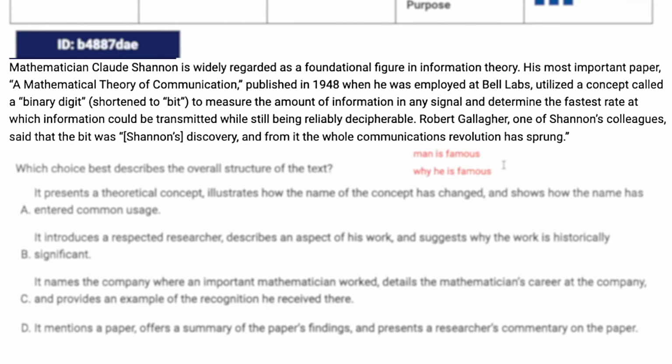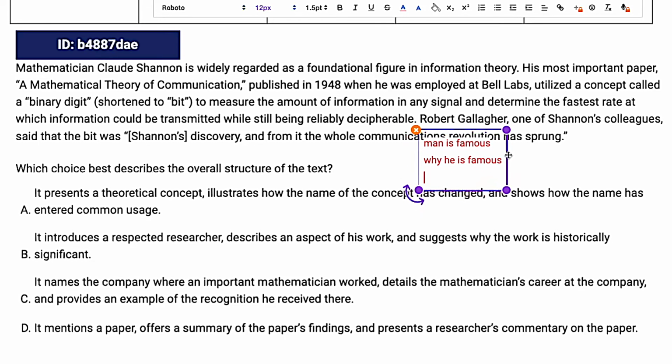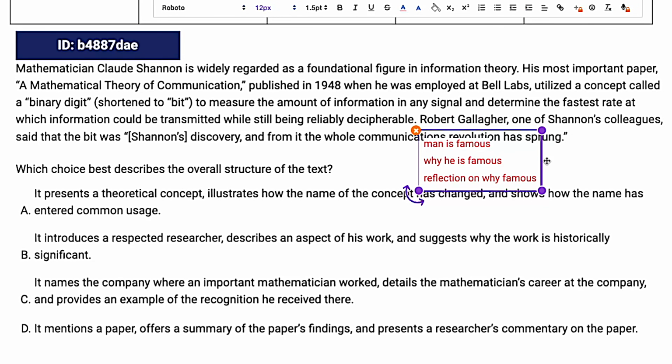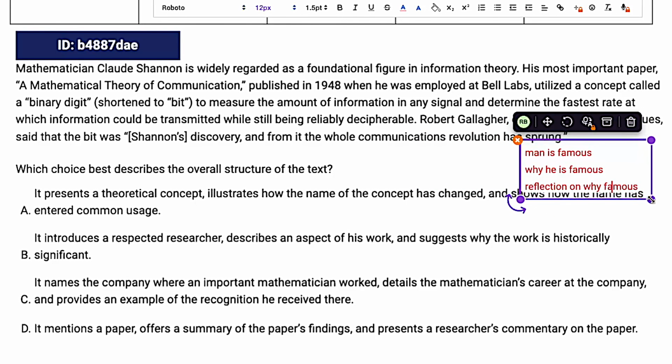Then Robert, one of his colleagues, said that this discovery and from it a whole communications field. So that could kind of tie into why he's famous, but it seems like maybe a third section, maybe a reflection on why famous. So those would be, I guess, my three sections. And if it's a hard question, you might have three sections, or I might be wrong. There might only be two.